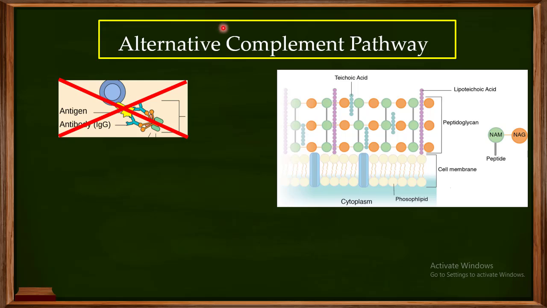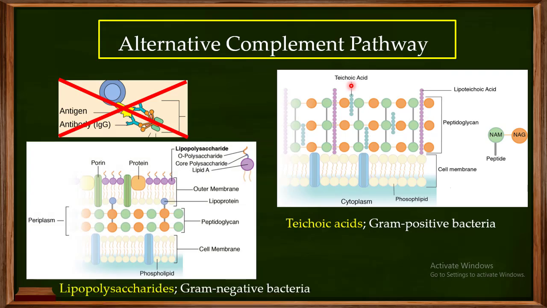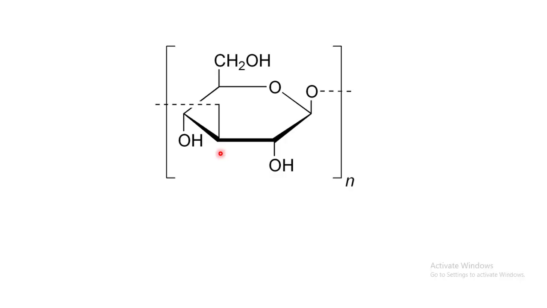For example, the teichoic acids present on gram-positive bacteria can be one of the inducers of the alternative complement pathway. Then on gram-negative bacteria, the lipopolysaccharides can be another activator of the alternative complement pathway. When you talk about fungus or yeast cells, Zymosan, which is actually a fungal and yeast cell wall component, is another activator of the alternative complement pathway. So you can activate this in many ways.